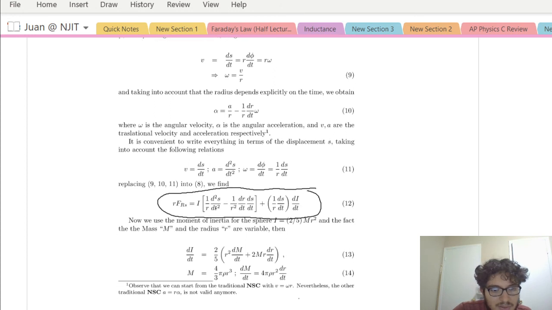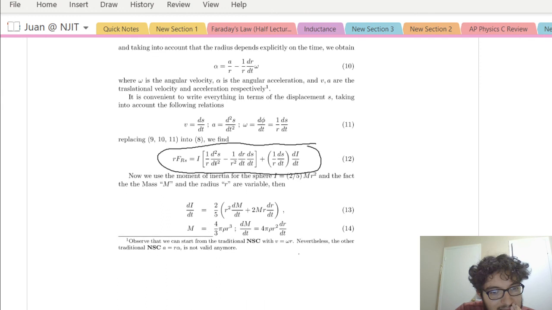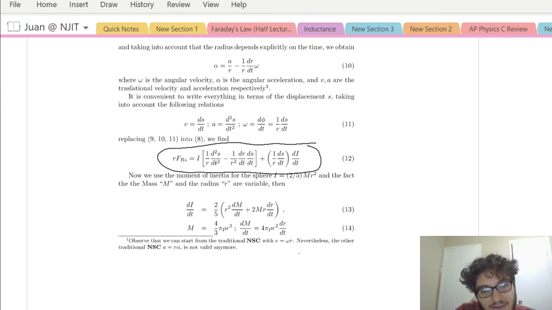So then they try to take the derivative of the moment of inertia, just like I tried on the top, and they get this. They get 2/5 R squared dm dt plus 2 m r dr dt. Okay, and then the mass is basically 4/3 pi rho r cubed. Of course, the radius is changing, so take a derivative of that, and it's dm dt equals 4 pi rho r squared dr dt.